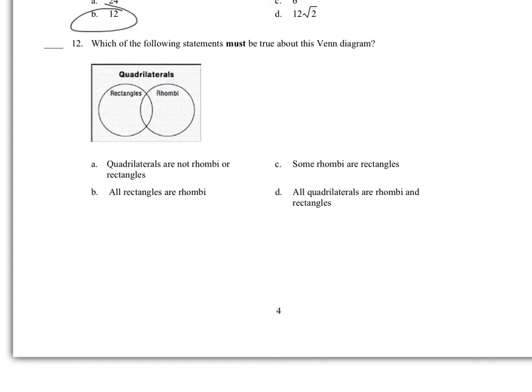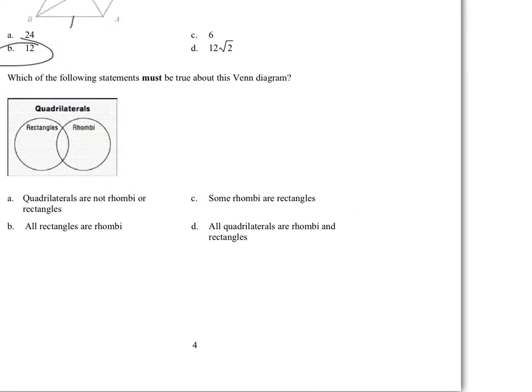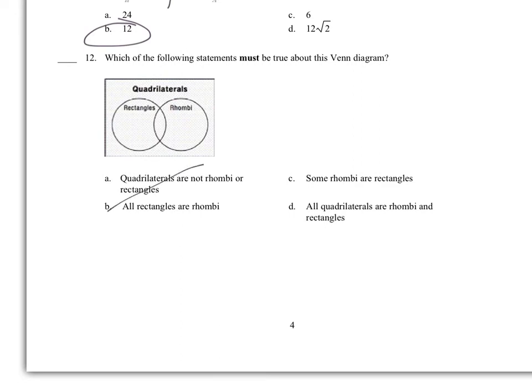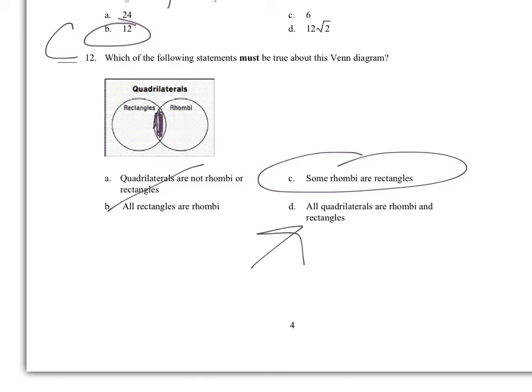Number 12, which of the following statements must be true about this Venn diagram? Quadrilaterals are not rhombi or rectangles. Well, they are. Four-sided figures are all quadrilaterals, so they are. So A is not the answer. All rectangles are rhombi. That is not correct. If you'll notice, they actually just overlap a little bit. So some rectangles are rhombi, and some rhombi are rectangles, which is what statement C says. That's the correct answer. Because look at D. All quadrilaterals are rhombi and rectangles. Not true. We have kites, trapezoids. Those are not rectangles or rhombi.